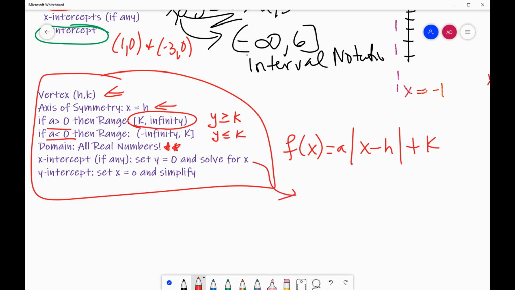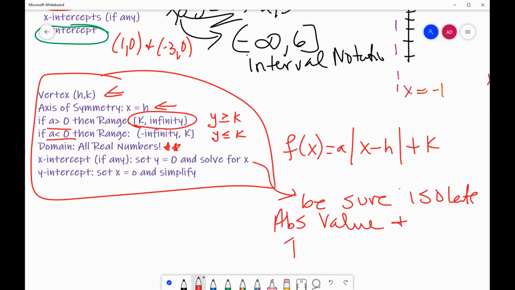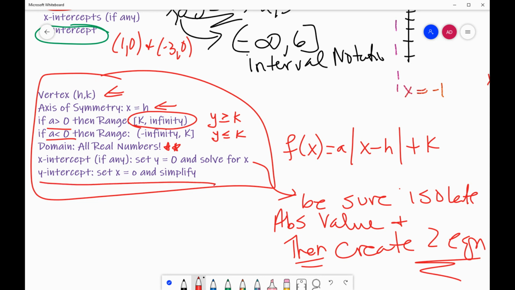X-intercepts, if they have any, set y equal to 0 and solve for x. And in order to solve for x, be sure to isolate the absolute value and create two equations. I think a lot of students mess that up. And then, of course, the y-intercept, you set x equal to 0 and you shimmy, shimmy, work, and you get out a value for y.